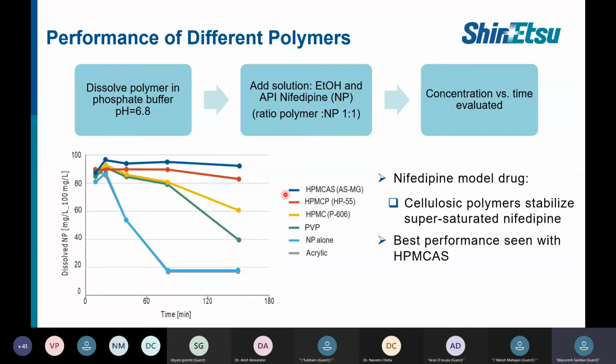There were various polymers taken into account for this study: HPMC AS grade MG, then HP55 grade of phthalate, and Pharmacoat 606 grade, that means with a viscosity of 6 cPs, along with other PVP based and acrylic based polymers. In the results, in the graphical presentation, you can see the relationship between the dissolved nifedipine versus time profile.